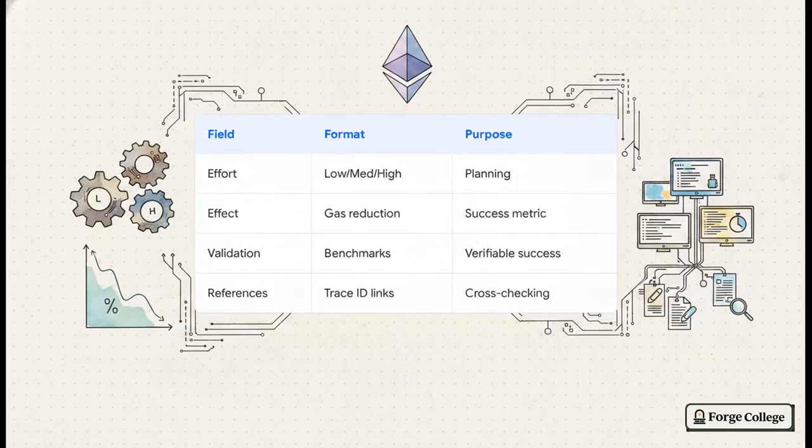Now, the second half of your card demands hard estimates and concrete test plans. We need estimated effort, low, medium, or high, just for resource planning. Expected effect is your measurable success criteria, like a specific percentage of gas reduction. Validation tests outline the exact benchmarks to run so that success is fully verifiable. And finally, references. Listen, this is absolutely non-negotiable. You must link back to your annotated trace IDs for rapid cross-checking.